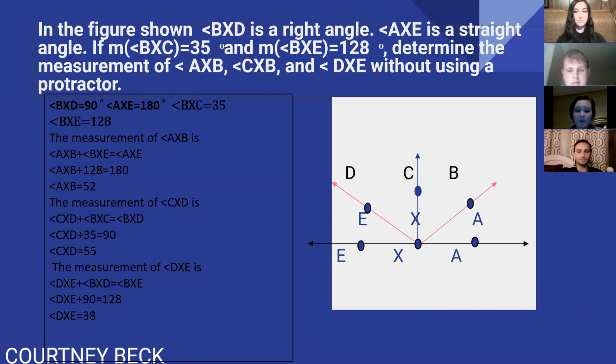And the last angle we're trying to find is angle DXE. We know angle BXD is 90 degrees and angle BXE is 128. So when we subtract 90 from 128, we're going to get 38. And the angle DXE is equal to 38.